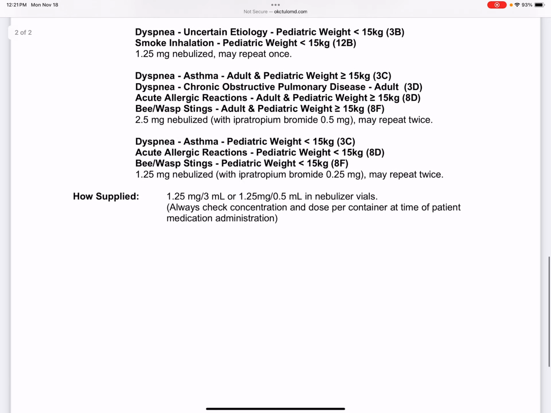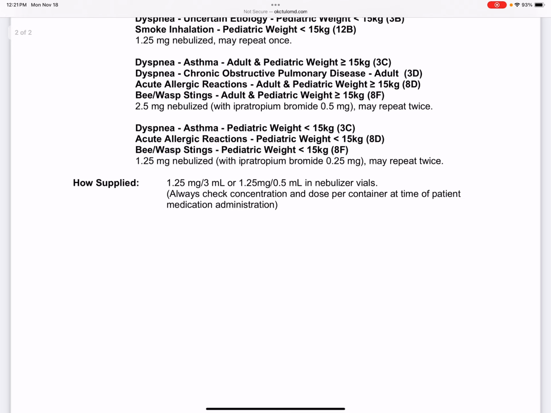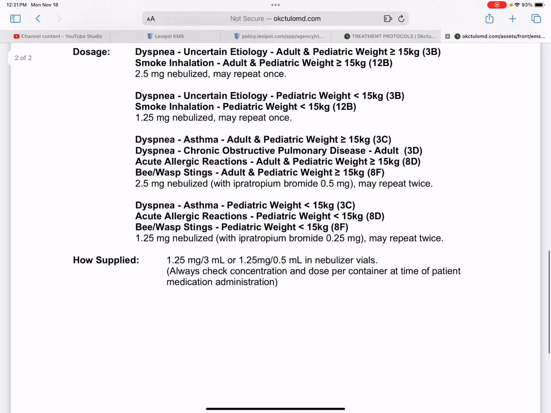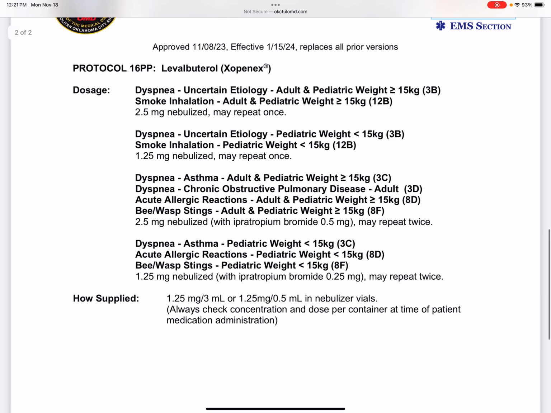And then how it's supplied. This is probably the biggest difference. It's 1.25 milligrams per 3 milliliters or 1.25 milligrams per 0.5 milliliters in nebulizer vials. Always check concentration and dose per container at the time of medication administration. So as always, before you give the medication, just look at it and make sure that you're going to give the right amount. For pediatrics, it's going to be in the handtevy, so use your handtevy.